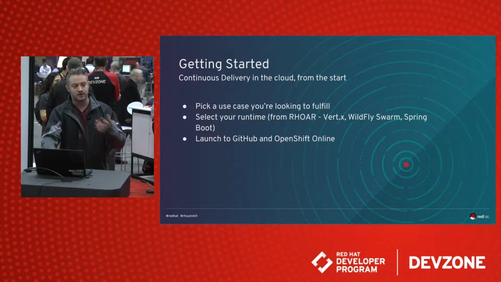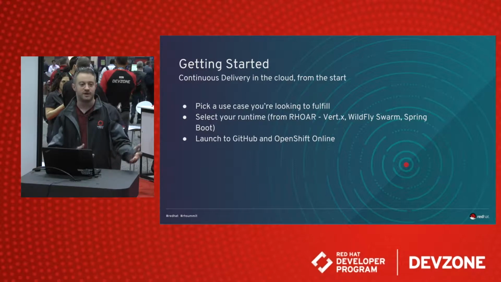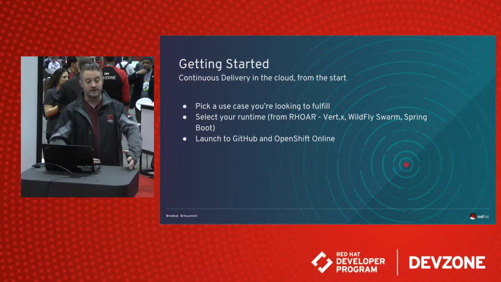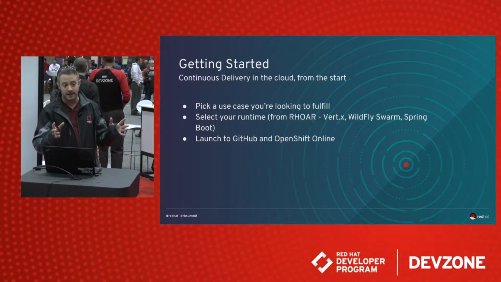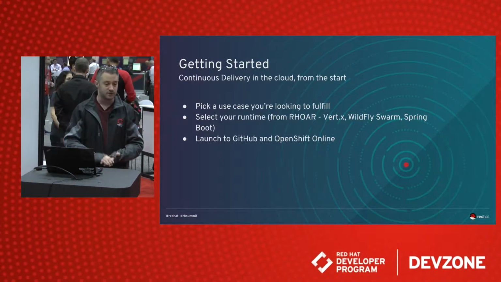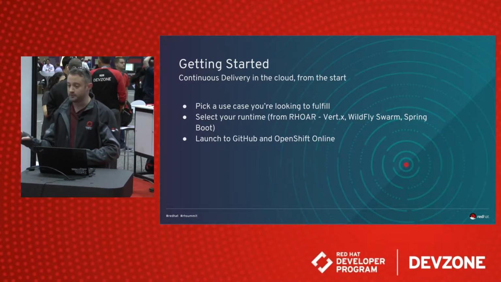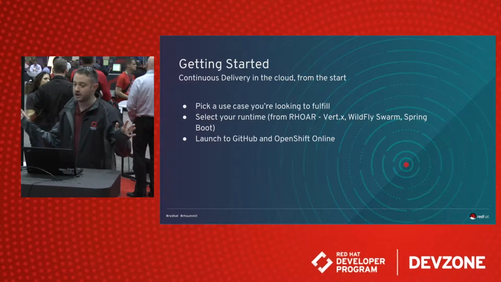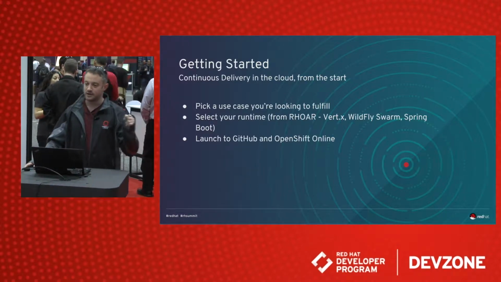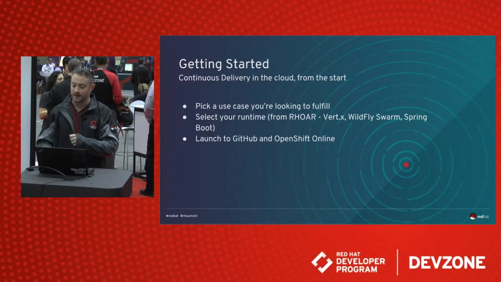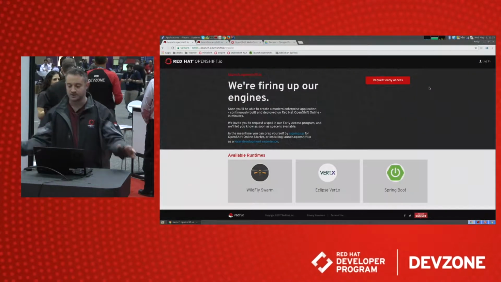So here's what we've delivered. We've got a site called launch.openshift.io. It lets you pick a use case that you want to fulfill. You'll then select your runtime from, right now, the newly announced Red Hat OpenShift Application Runtimes product that includes entitlements to Vert.x, WildFly Swarm, and Spring Boot, and then we're going to launch you. We're going to put you on your way. We will put that new application out for you on GitHub. We'll make a new OpenShift project for you to run it in a pipeline with a reproducible build, and then we'll go. So let's take a look at maybe what this all looks like.